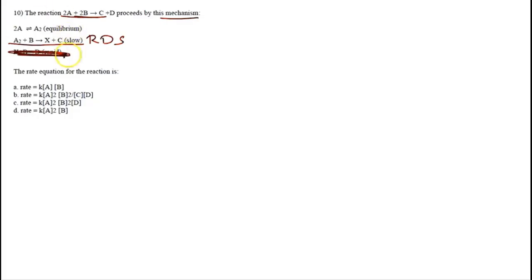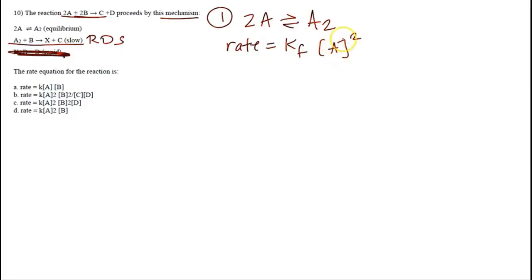Because the RDS is the second step, that means that yes, we are going to have to get rid of some intermediates, just like we saw in number 5. So first things first, let's go ahead and write our rates for everything that we see here. First, we have our stuff in equilibrium. That means our rate is equal to K forward, which is going to be A squared. And our rate is going to equal K reversed, which is going to be A2. All right? And that's simply all we have there.